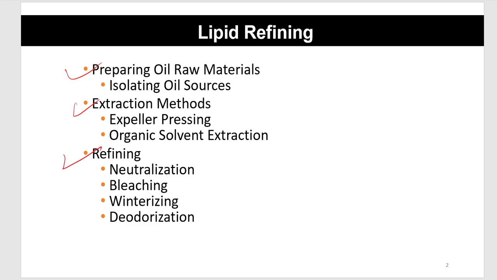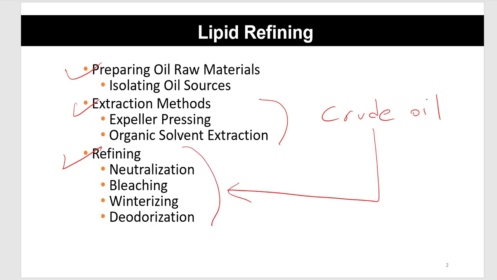We can simply define refining as the processes used to make crude oil suitable for human consumption and some food applications such as cooking or frying. So we obtain crude oil from extraction process. Then we process this crude oil with refining. So it will be suitable for our consumption. It will be edible.